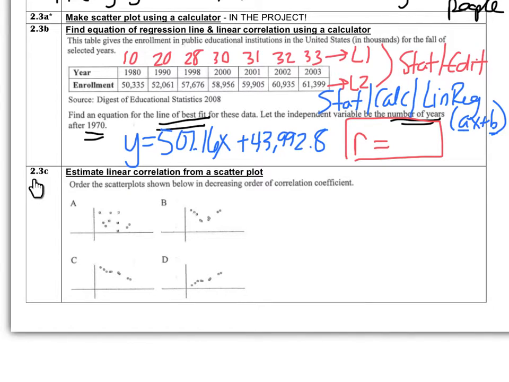If we look at 2.3c, estimate linear correlation from the scatter plot. So linear correlation, as I just said, is the R value. Remember, R is between -1 up to 1. It cannot be any lower than -1 or higher than 1. And the raw number itself without the negative sign tells you how strong the correlation is. The negative sign tells you the direction of it.